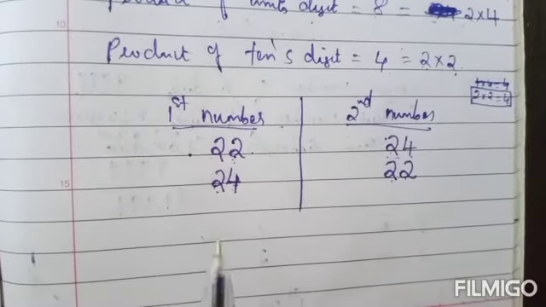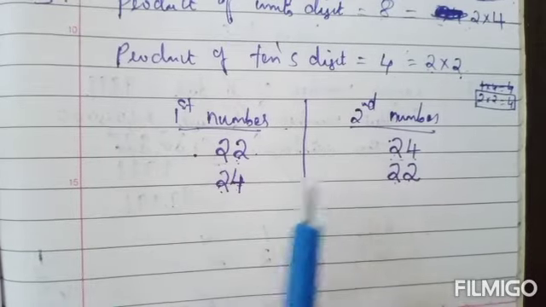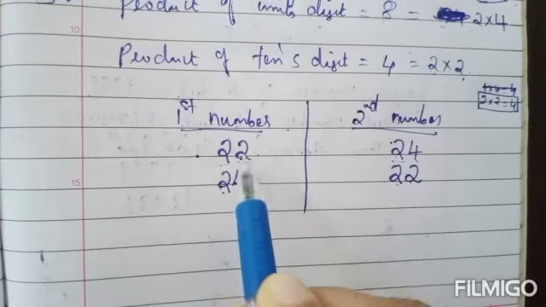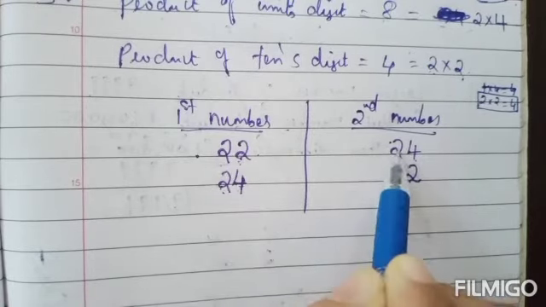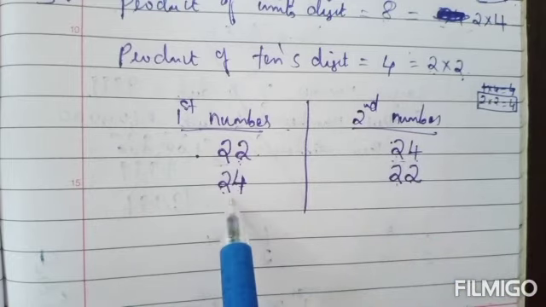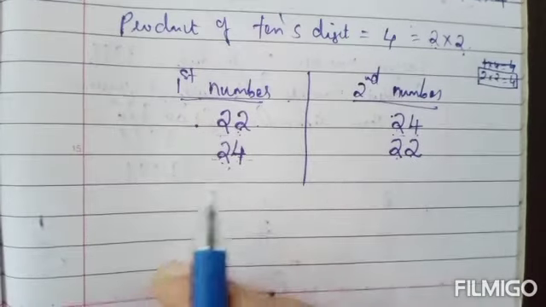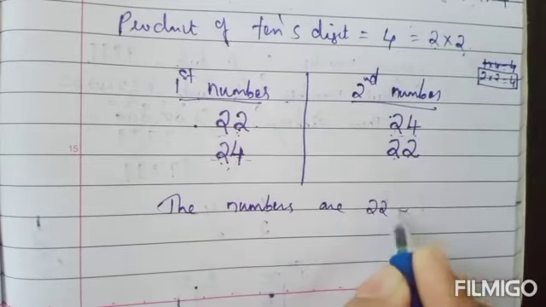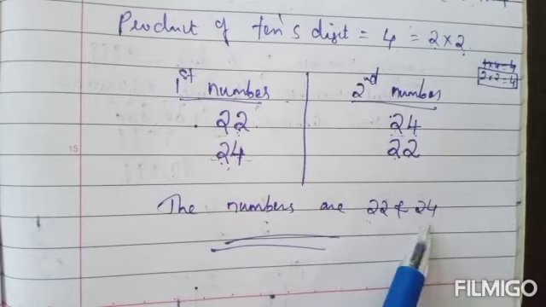So here two numbers we got. If the first number is 22, the second number will be 24. Okay, it satisfies the conditions. Product of units digit is 2 into 4, 8. Product of tens digit, 2 into 2, is 4. And in the second case, if the first number is 24, the second number is 22. Therefore the two numbers are 22 and 24. Their product, if you multiply 22 and 24, you will get 528 as answer.